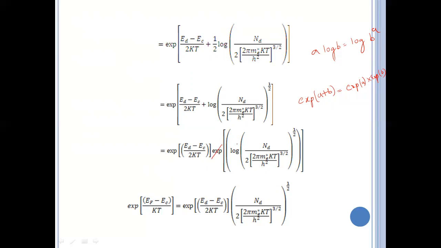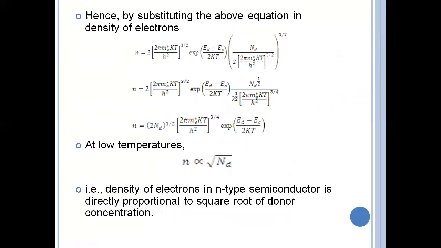So again, exponential and log function cancel each other. So you are left with exponential function into a constant, Nd by 2 into (2 pi m_e* kT by h square) power 3 by 2, power 1 by 2. This is the exponential function. Just substitute this with the density of electrons in the conduction band.